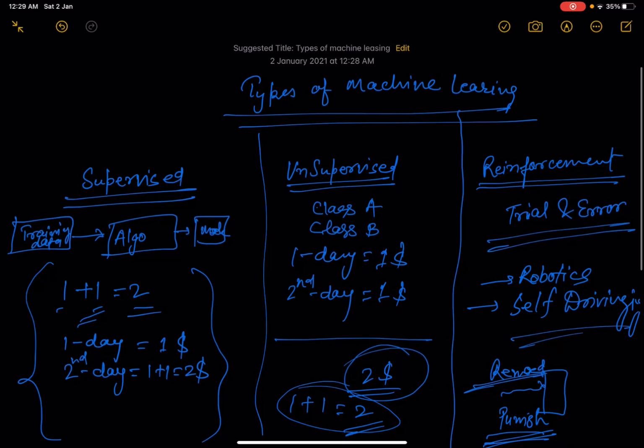So if we talk about machine learning types, we have three. One is supervised, unsupervised, and reinforcement.